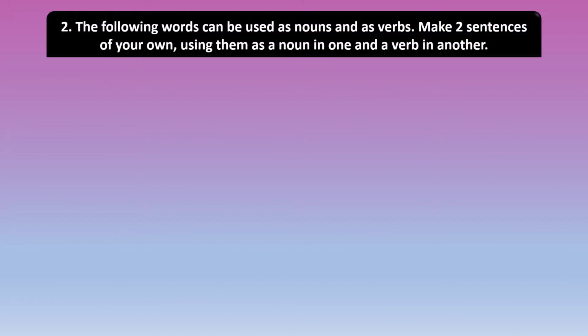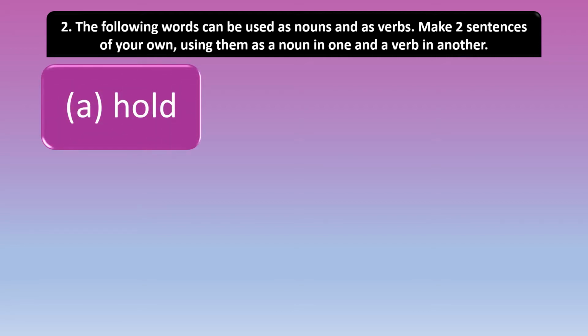The second question. The following words can be used as nouns and as verbs. So one word can be used as a noun, which is a naming word, as well as a verb, which is an action word. Now you have to make two sentences of your own using each word as a noun and that same word as a verb in another sentence.